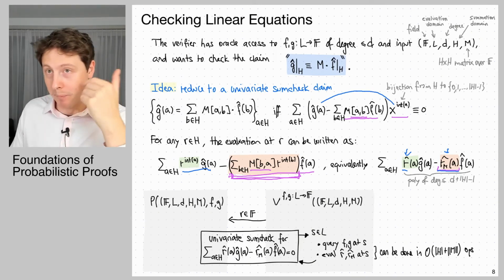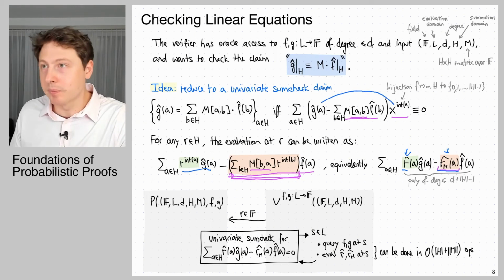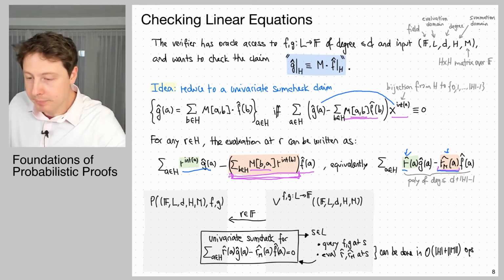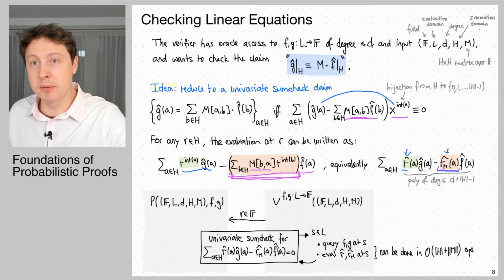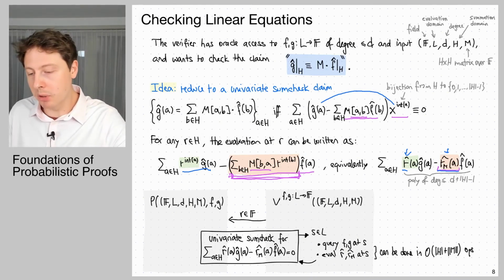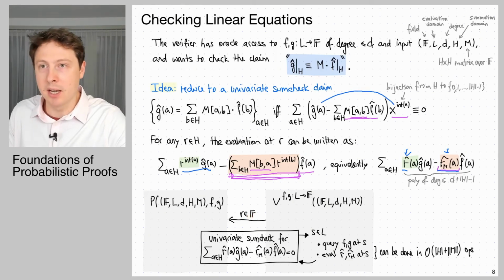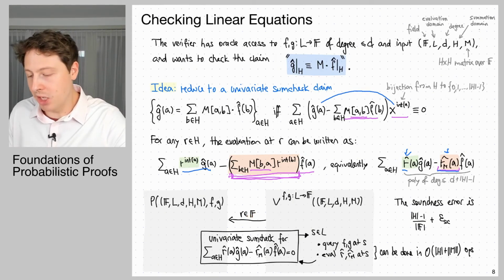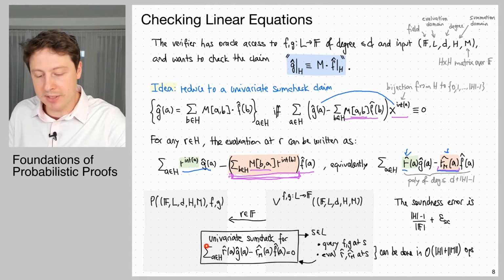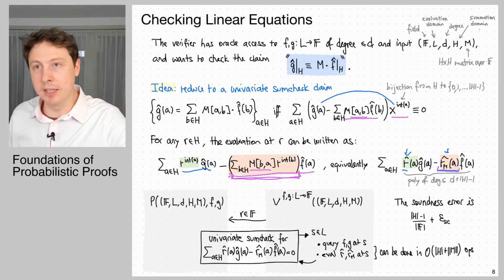And by the polynomial identity lemma, we know that a polynomial of degree d has at most d zeros, right? So the probability that I get this summing to 0 even though the polynomial that we started with was non-zero is at most h minus 1 over the size of the domain from which I selected r. r is just a random field element, so I get h minus 1 over |F| plus whatever is the soundness error of the univariate sumcheck underneath, right?